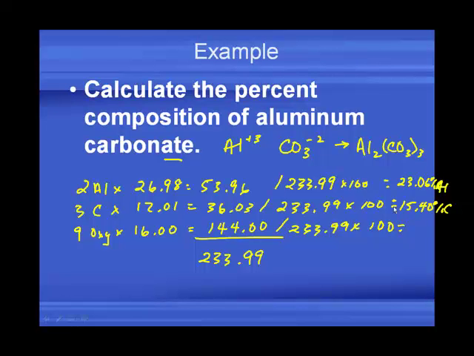And then my oxygen, multiply it through, I have 61.54% oxygen. And if you add all these up, you should total 100%. You might get 99.99 or 100.01, but that's just due to rounding errors. It still should be about 100% there.